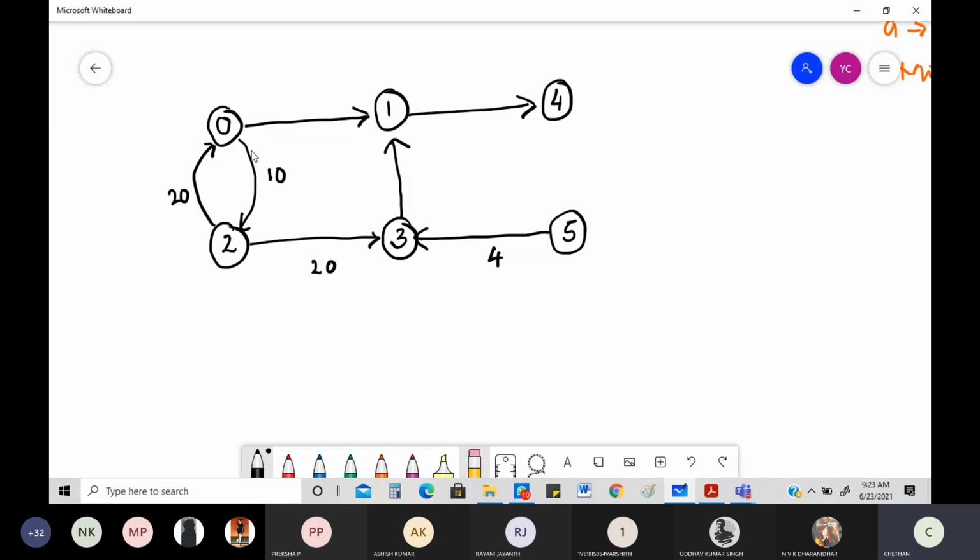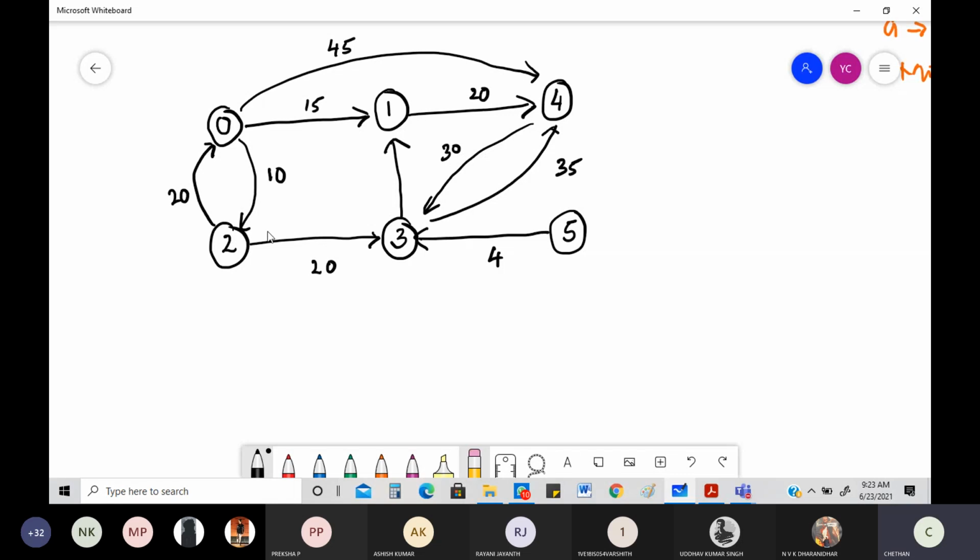Then you have 20. Then there's one more right here like this, and it is 45. This is 35, and from 4 to this is 30. Let me check if I've written all the things or if I missed any. Yeah, this one I have missed out.